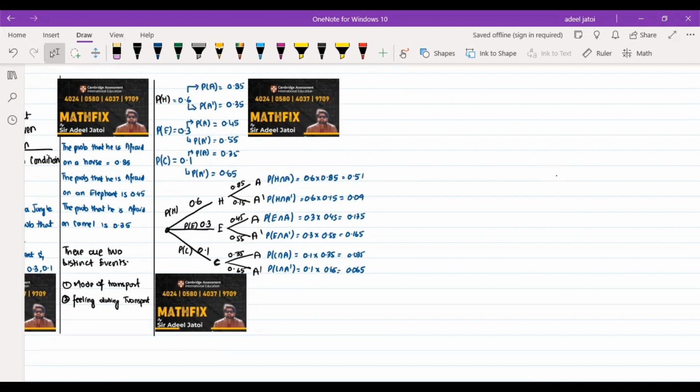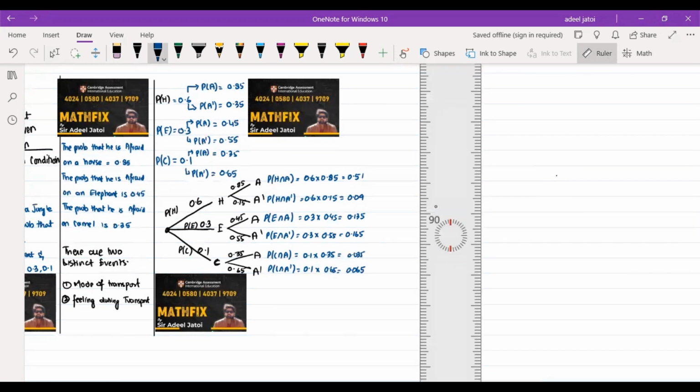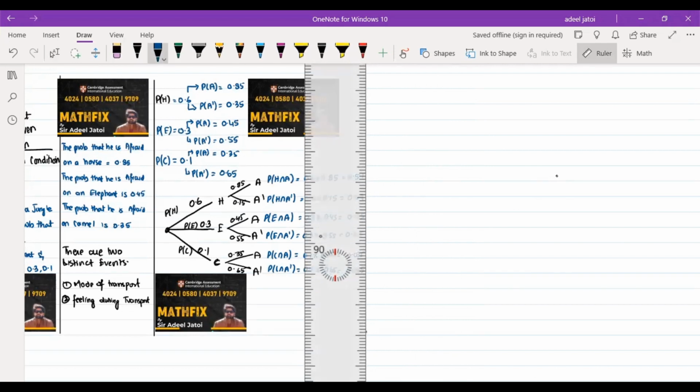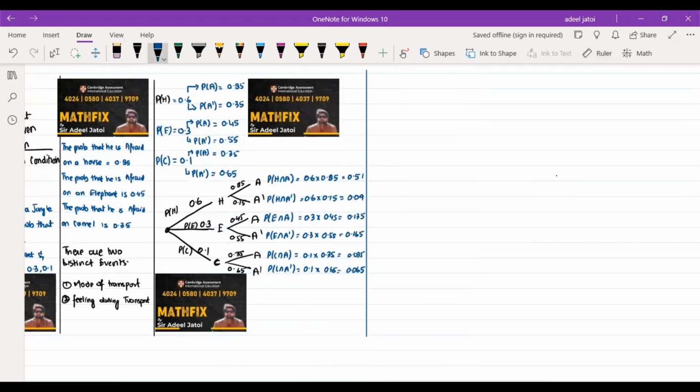Now, considering this, what we need to understand is that we have two different events. The two different events here is the mode of the transport and the feeling. This particular part shows me the mode of the transport, and this particular part gives me the mode of the feeling that the Ayan has. Now, if the question clearly tells me, find the probability that Ayan is afraid.